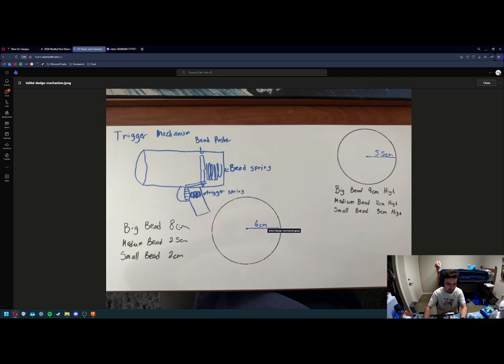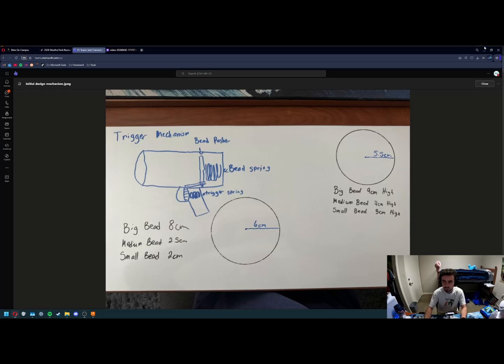So as you could see, a big bead, when laid in that 6 centimeter radius circle, was about 8 centimeters high. And in the 5.5 centimeter barrel, it was 9 centimeters high. And that would basically tell us how many beads we could fit in the actual launcher itself when it was fully loaded, so that we knew an estimate of what the payload would be.